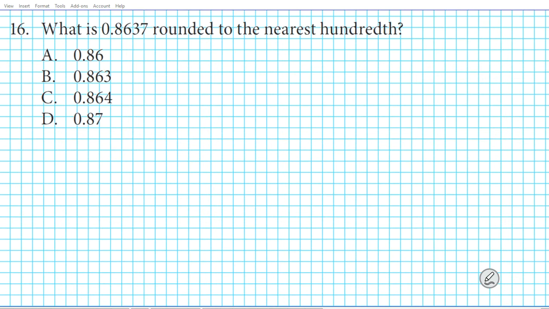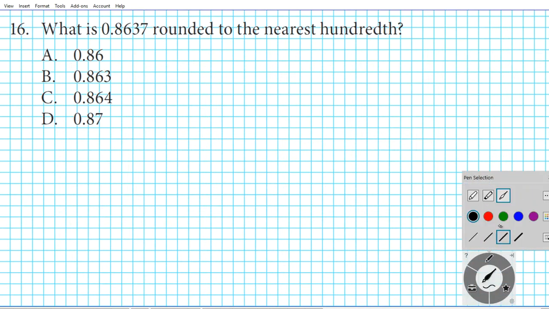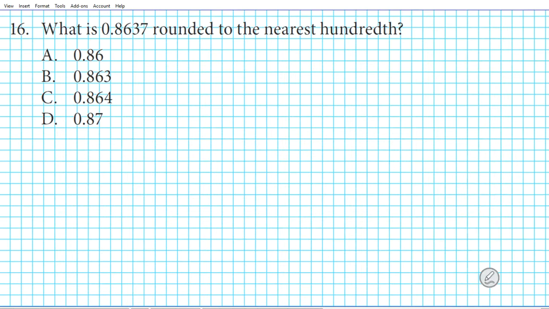Let's take a look at question number 16. Question 16 reads, what is 0.8637 rounded to the nearest hundredth? Alright, so let's go ahead and solve the problem.